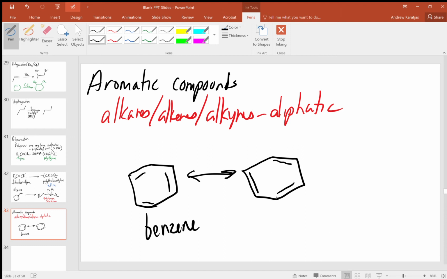And so if you take some of the reactions we learned recently about alkenes and you try them with benzene, for example, if you take benzene and add bromine to it, nothing happens. And it was reactions like this that made chemists realize that benzene was different.